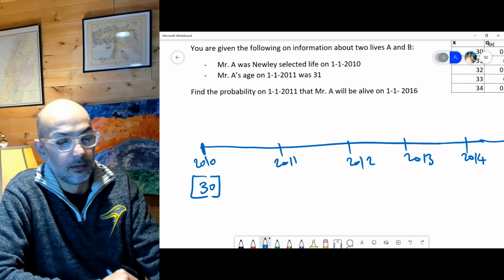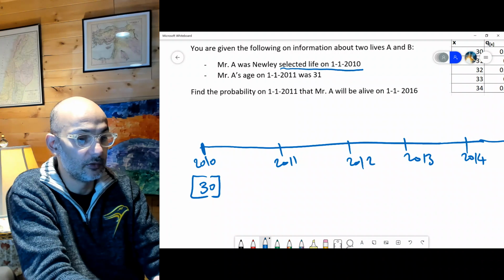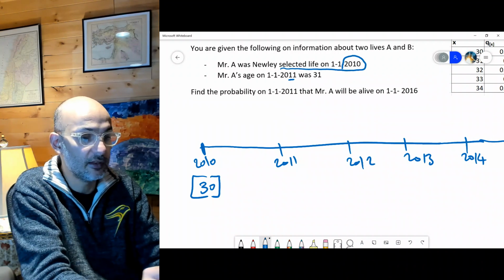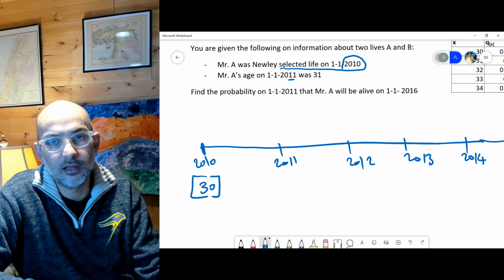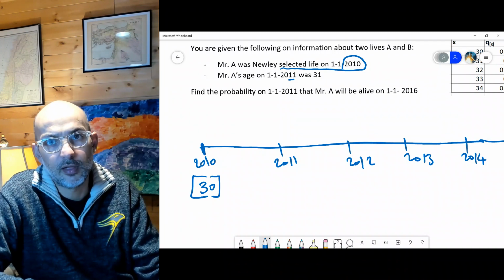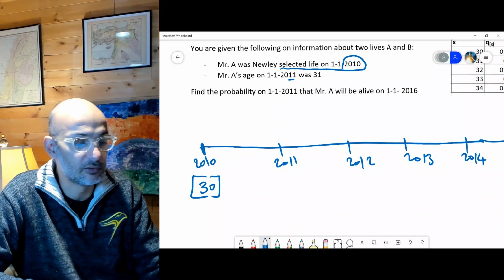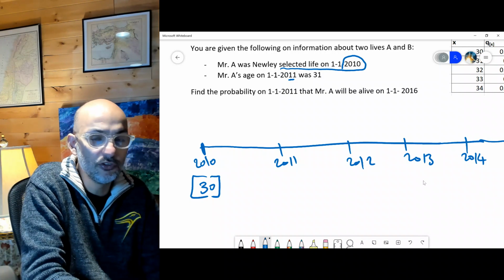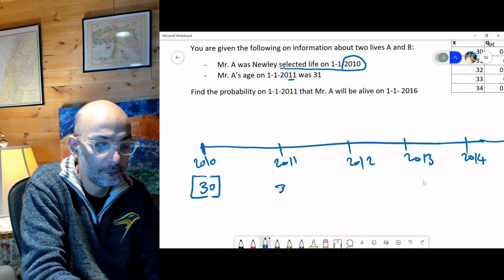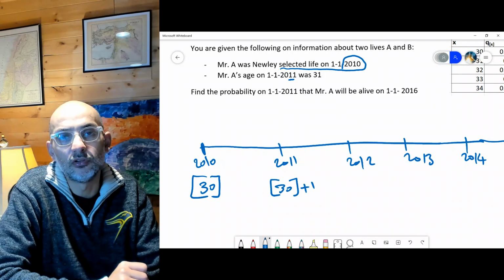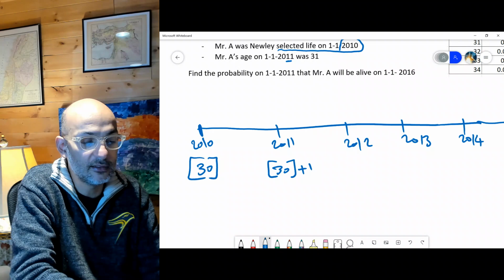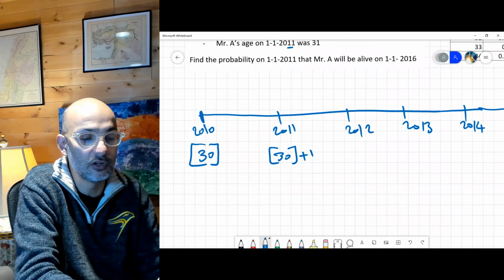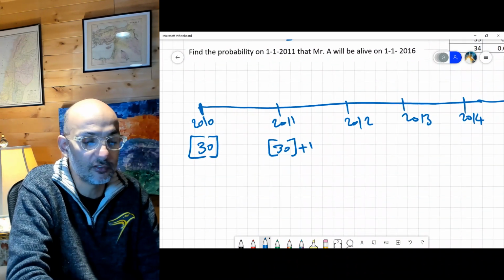Why? Because he was selected on 2010. In 2011, he becomes 31. So in 2010, he was 30 years old. But in 2011, we don't write it 31. We write 30 in brackets, plus 1. Why do we do that? Simple. We do that to tell us that this life was selected at age 30. We don't need to read the whole story. Once we actuaries see the notation, we understand what it is.